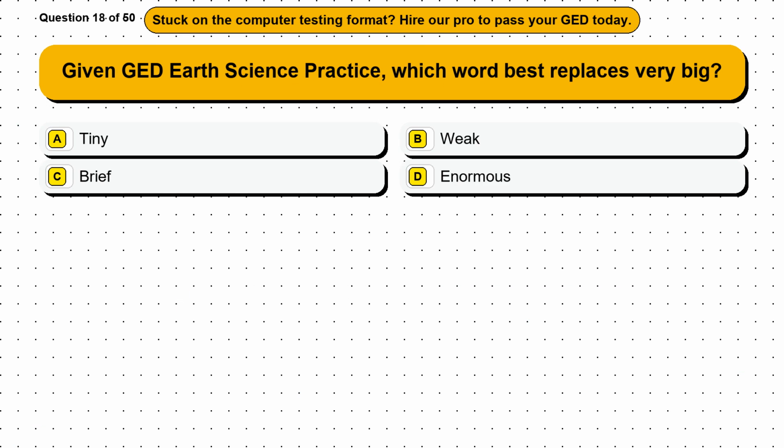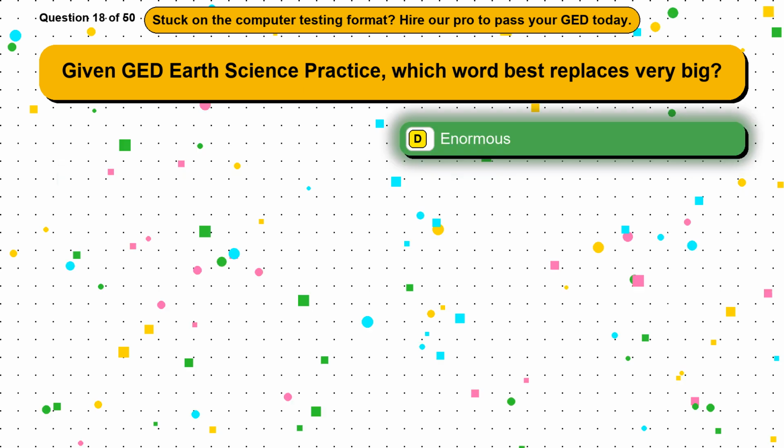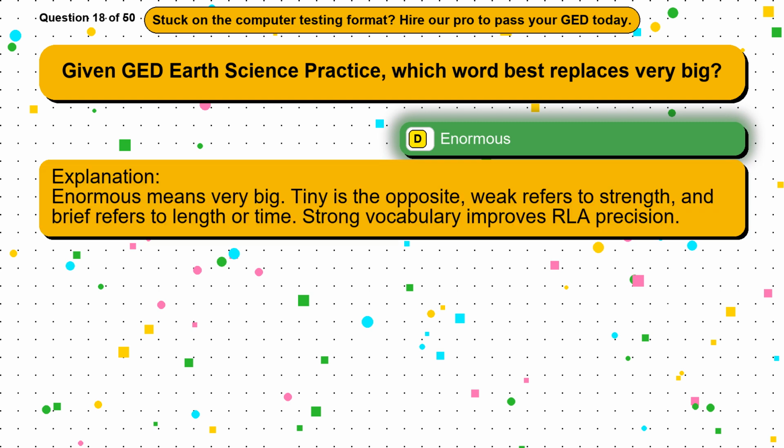Question 18. Given GED Earth Science Practice, which word best replaces very big? Option A, tiny. Option B, weak. Option C, brief. Option D, enormous. The correct answer is option D. Enormous. Enormous means very big. Tiny is the opposite, weak refers to strength, and brief refers to length or time. Strong vocabulary improves RLA precision.